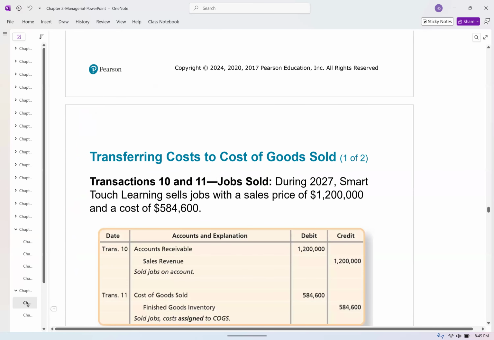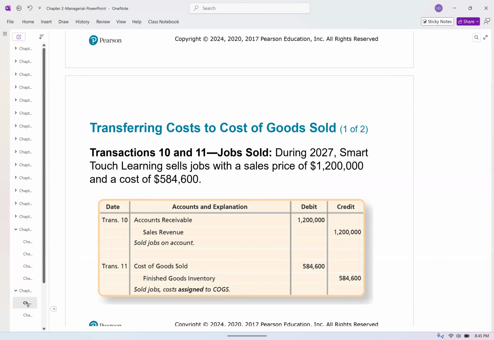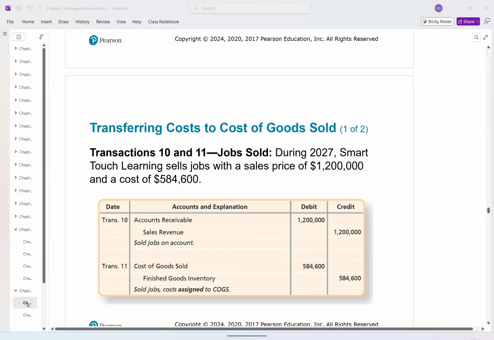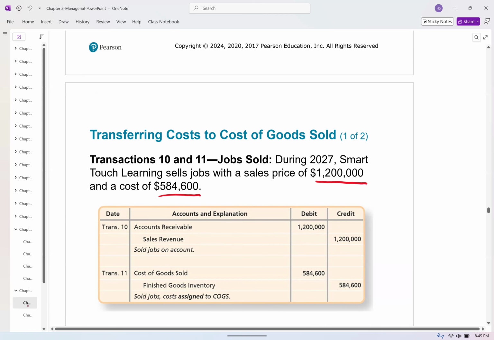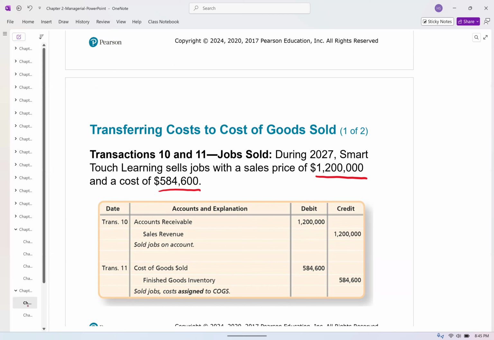Then the next one, we're going to sell a job. So they tell us that we had jobs sold, Smart Touch Learning sales jobs with a sales price of 1.2 million. The cost of those jobs was 584,600. So this should look very familiar. If you think back to when we were talking about inventory and we were selling inventory, remember how we have to make two journal entries for every sale because we have an inventory item that we've got to get out of our inventory. So the first one should look really familiar. We're going to debit accounts receivable, credit sales revenue.